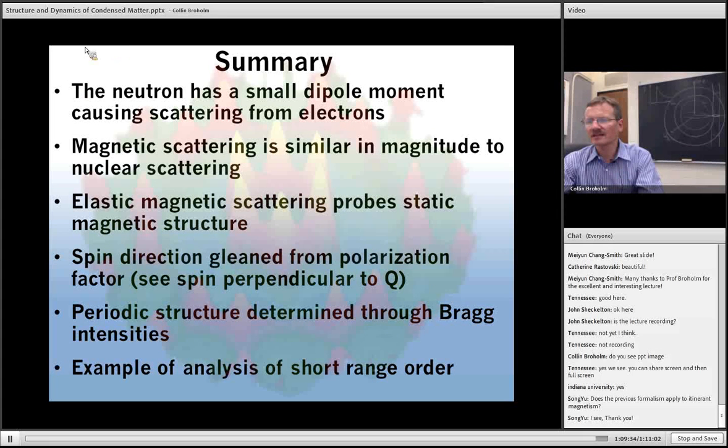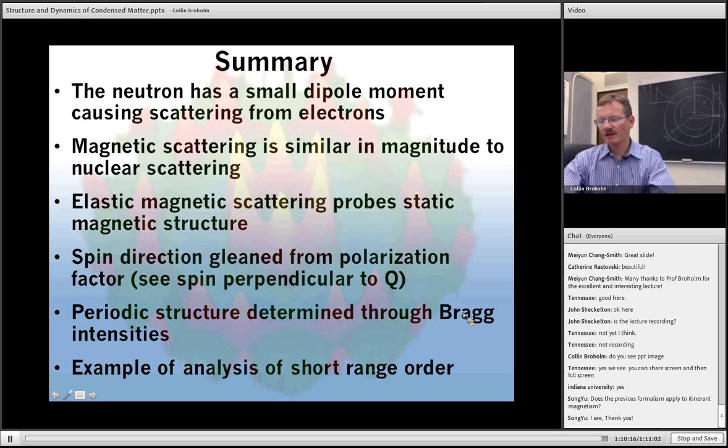And then as a summary, just to summarize what we did: the neutron has a small dipole moment, and it can scatter from the magnetic fields generated by electrons, particularly in partially filled orbitals. The magnetic scattering is similar in magnitude to nuclear scattering. The elastic magnetic scattering probes static magnetic structure. The spin direction is gleaned from the polarization factor. You remember what I emphasized several times, that we see the projection of spin density onto the plane normal to momentum transfer. Periodic structures are determined by looking at Bragg intensities, and they're revealed to be periodic by the appearance of Bragg intensities.